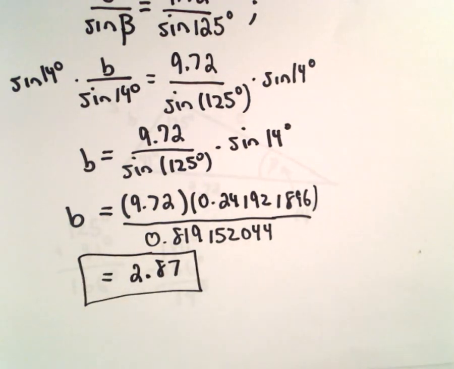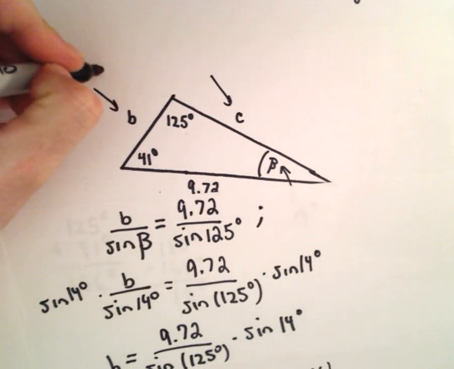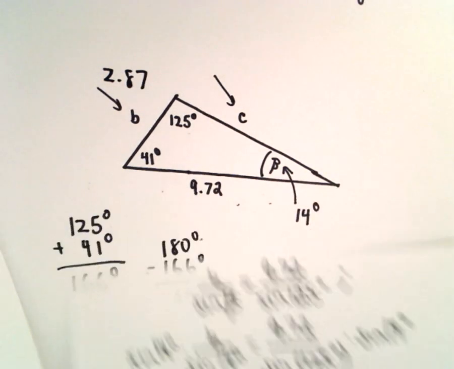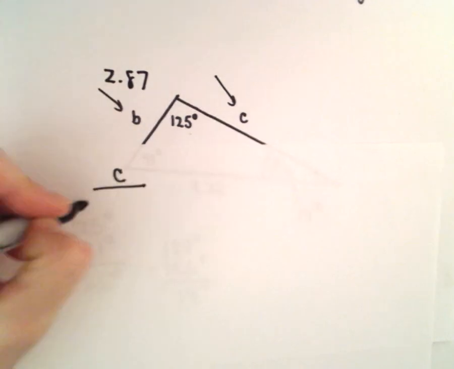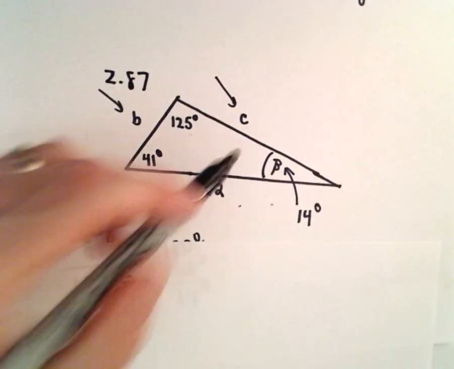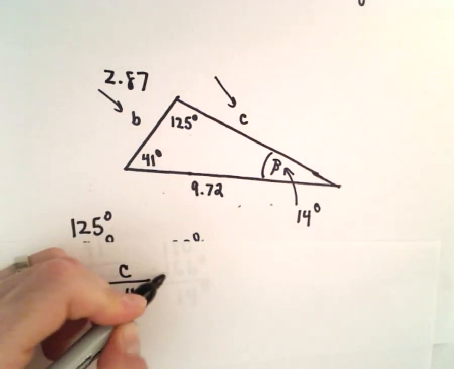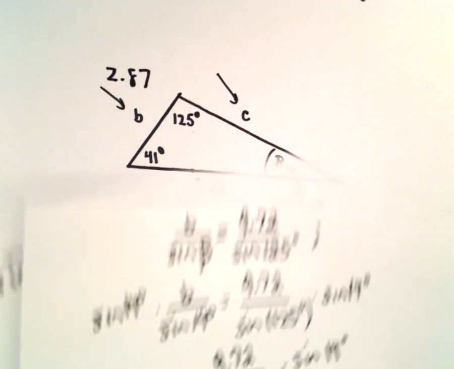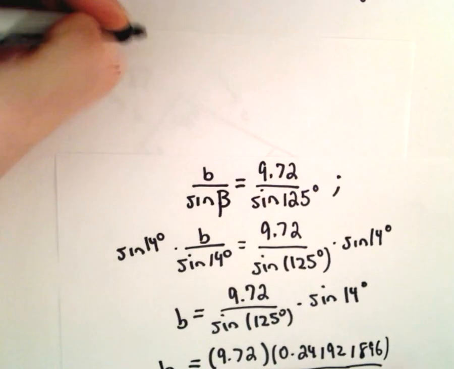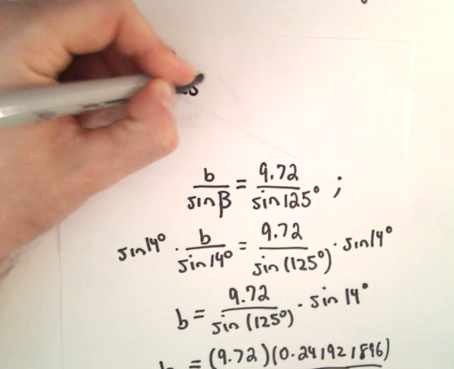And we can also find the other side doing the exact same thing. So we know little b here, that was 2.87. Again, we've got side little c over sine of the angle opposite little c, which would be sine of 41 degrees. And again, it doesn't matter which of the other sides, but you have to use a side and its corresponding opposite angle. I'll just use the same one as before. So we've got 9.72 over sine of 125 degrees.